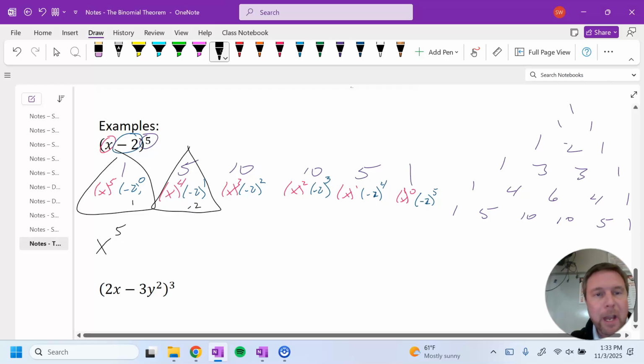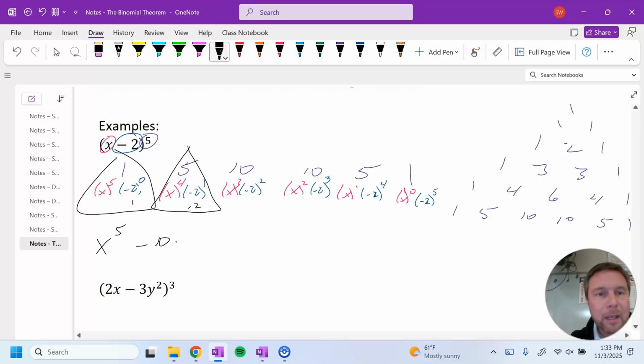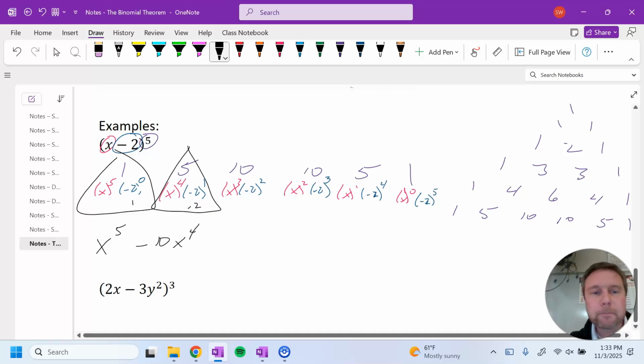Negative 2 times 5 is a negative 10, x to the power of 4. All right, making sense. Look at this guy. Negative 2 squared, negative 2 times itself is going to be positive 4. 4 times 10 is 40, so this is plus 40x cubed.